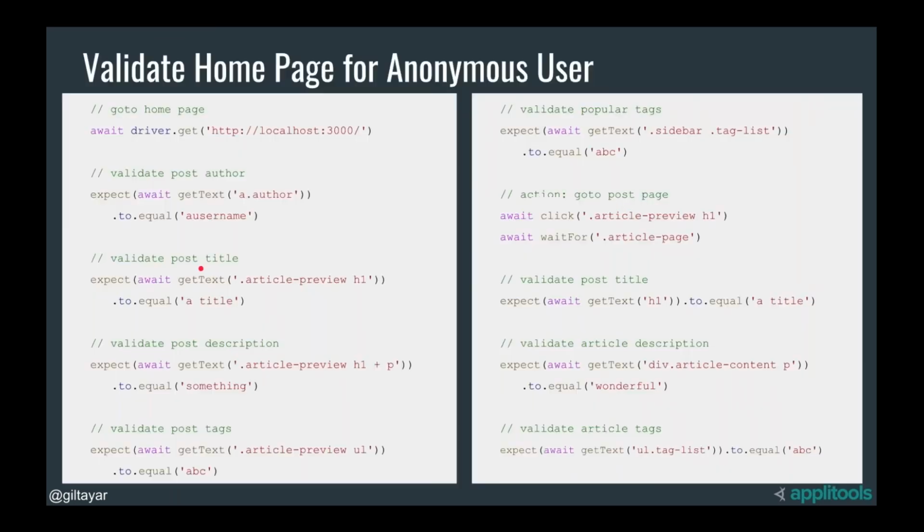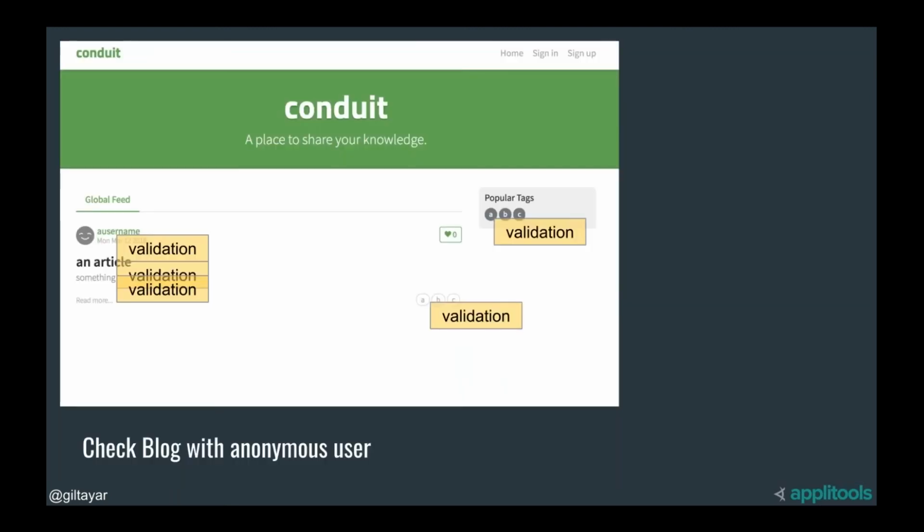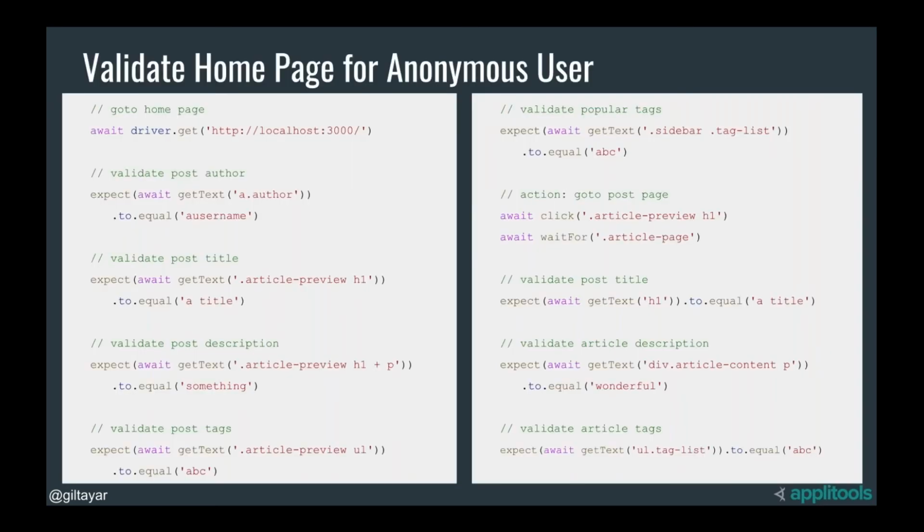So this is the code, and it's starting to become scary. And we're not even validating everything. If we really wanted to validate here, we need at least 3 times as many validations, as many get texts or get whatever. So we validate the author and the title and the text, etc.